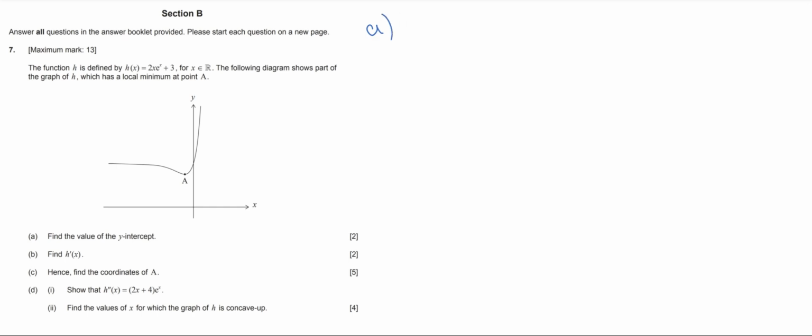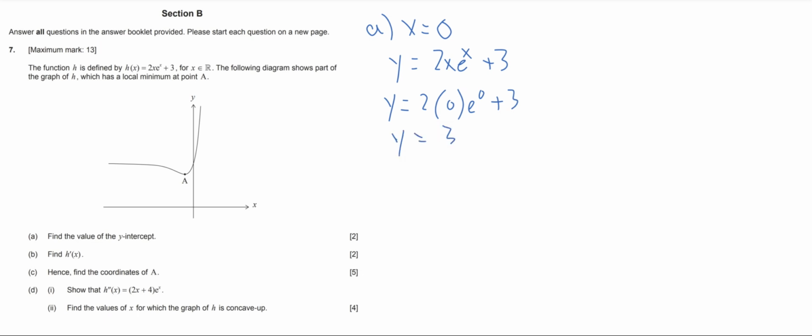find the value of the y-intercept. So at the y-intercept, x equals 0. So y equals 2x e^x + 3. And when x is 0, y equals 2 times 0 times e to the power 0 plus 3. So y equals 3.